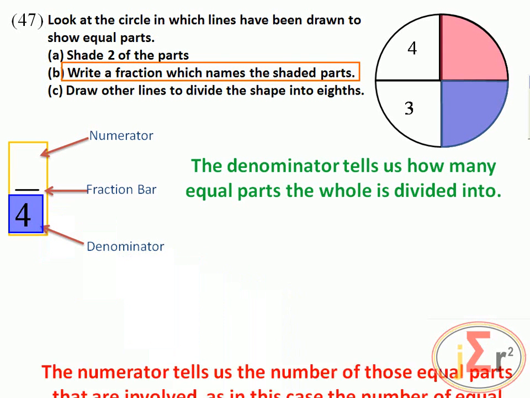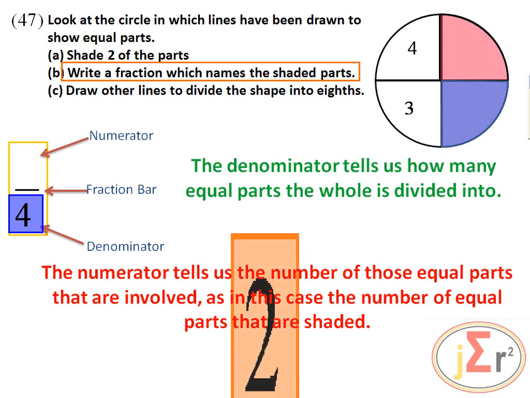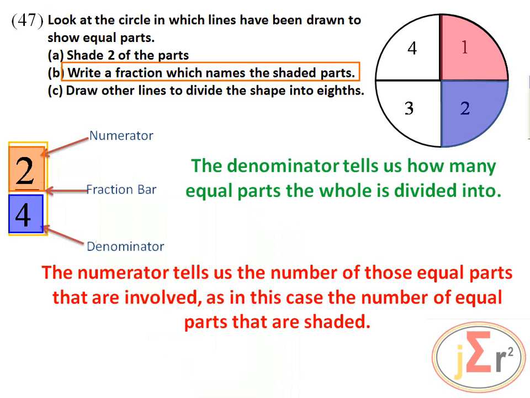And the numerator tells us the number of those equal parts that are involved. As in this case, the number of equal parts that are shaded. So the numerator will tell us the number of equal parts that we are talking about. And we are talking about those two shaded parts. And that will therefore be our numerator.